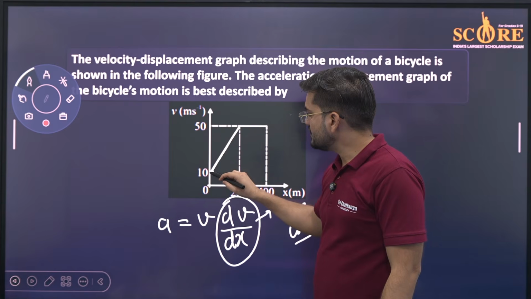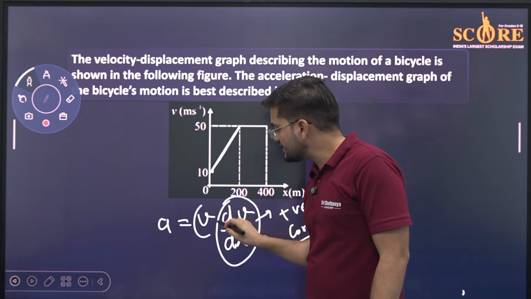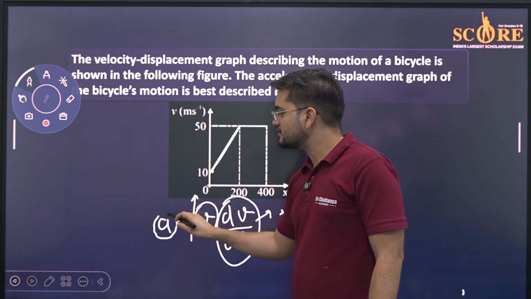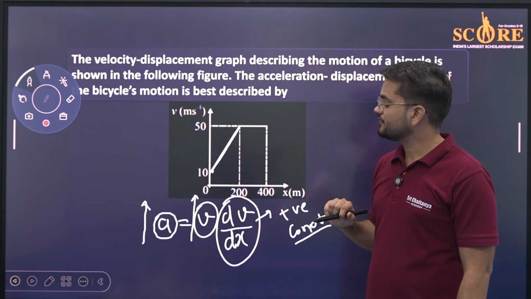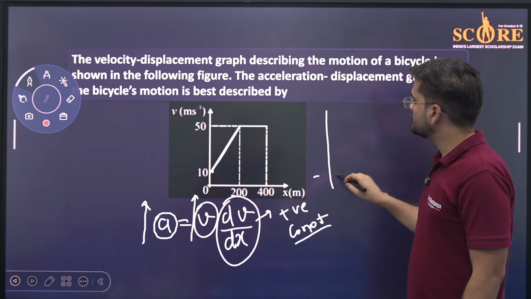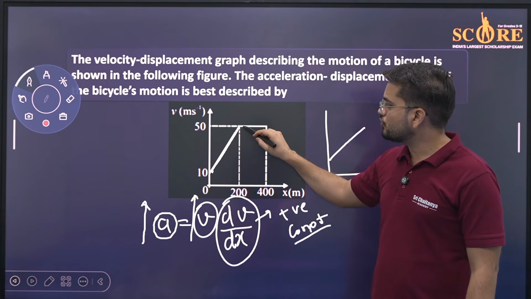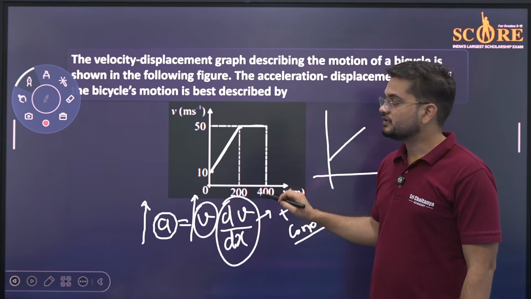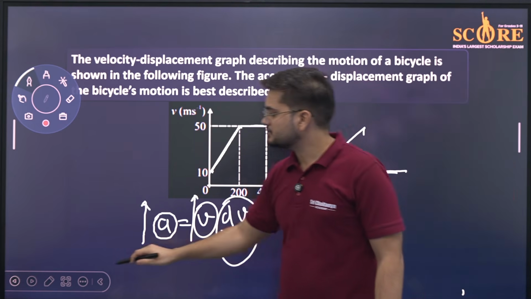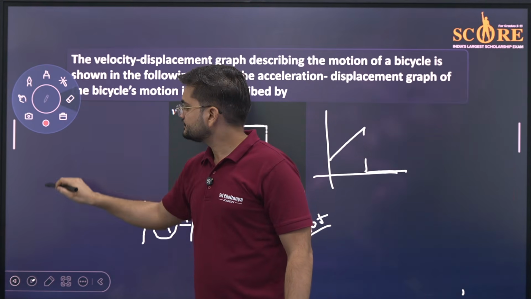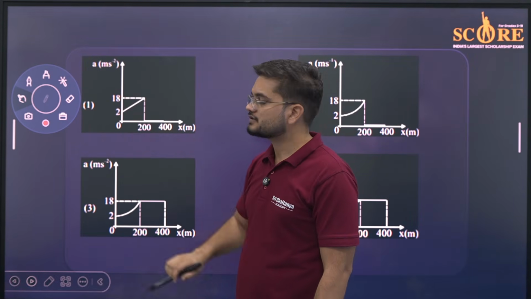And v is increasing linearly with x. So if v is increasing linearly with x, then acceleration will also be increasing linearly with x for x equal to 0 to 200. So the graph of acceleration will be like this for 0 to 200, and then after 200 meters the slope of vx is 0, so acceleration will also be 0. So the ax graph will be like this. So what will be the correct answer? Correct answer will be the first.